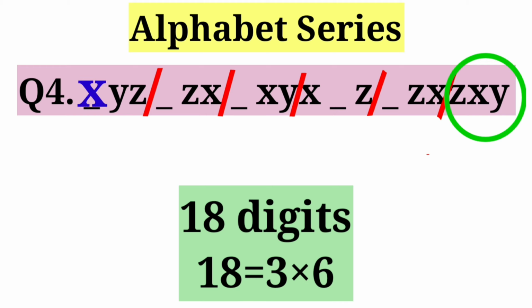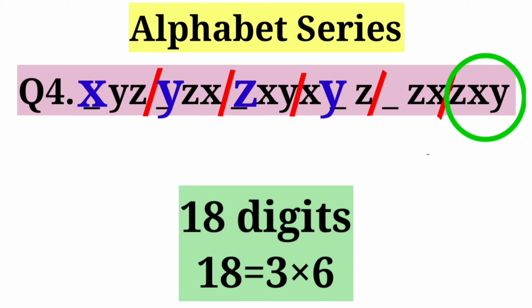So in first we will write X. Now in second we will see Y is missing, so we will write here Y. In the third group we see that X and Y are there but Z is missing, so we will write here Z. In the fourth group we see that X and Z are present but Y is not present, so we will write Y in the fourth group.